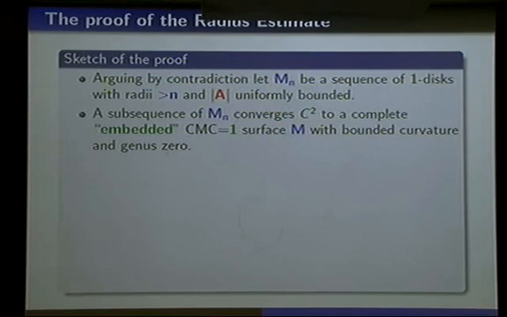So let's say why embedded is in quotes. In the limit, I certainly cannot have a transversal intersection, because if the surface in the limit would intersect transversally, then some elements in the sequence must have intersected transversally, but the elements in my sequence were embedded. So that would be a contradiction.